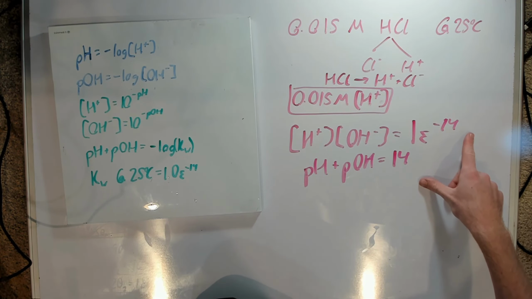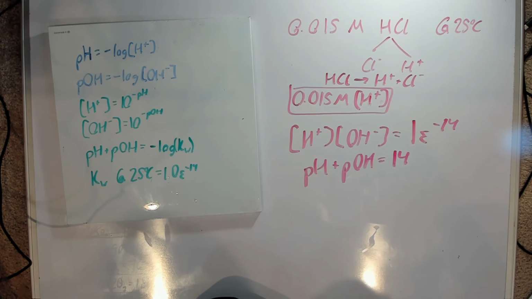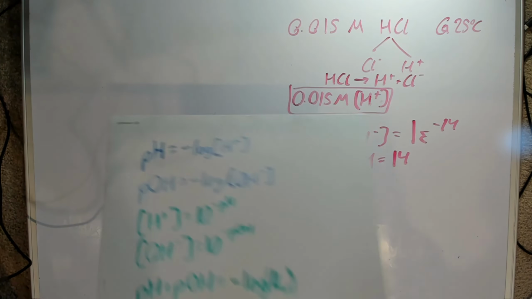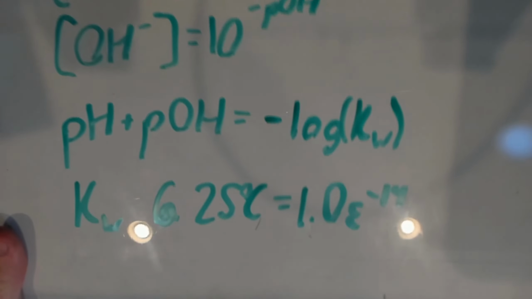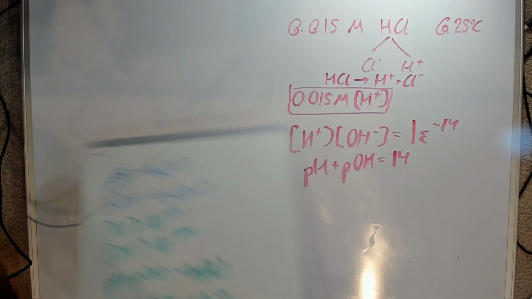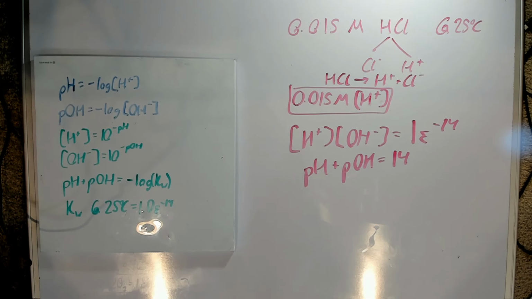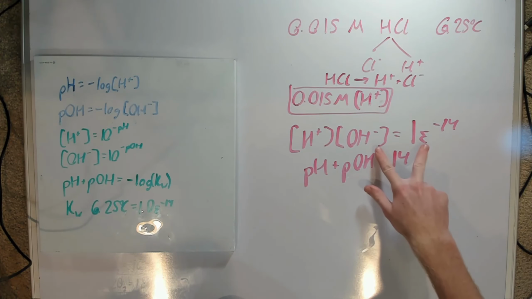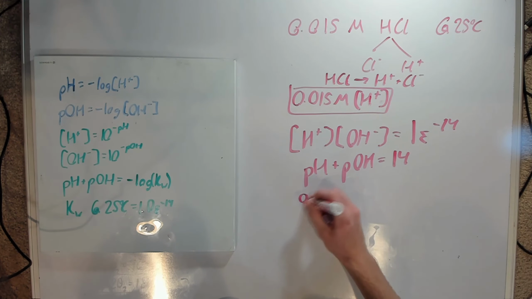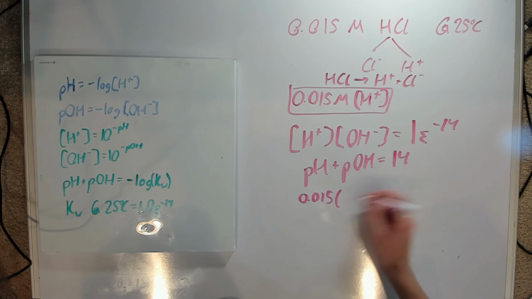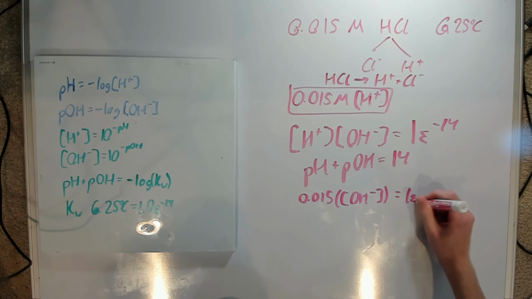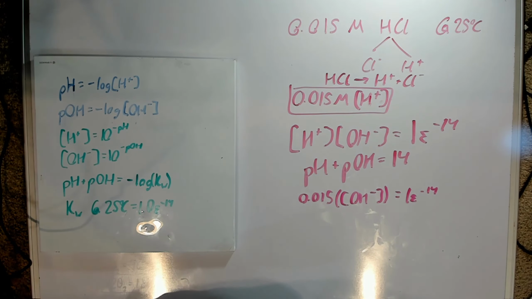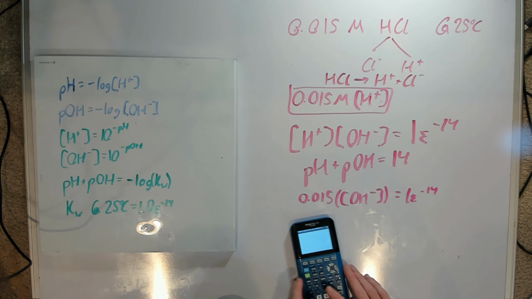I believe they are on the equation sheet. This equation, though, I'm going to bring it up close to the camera. This equation you might want to memorize, because it makes it way easier to know exactly what the pHs are given a KW. So let's plug this in. We have H plus, so 0.015 times OH minus is equal to 1e to the negative 14th.